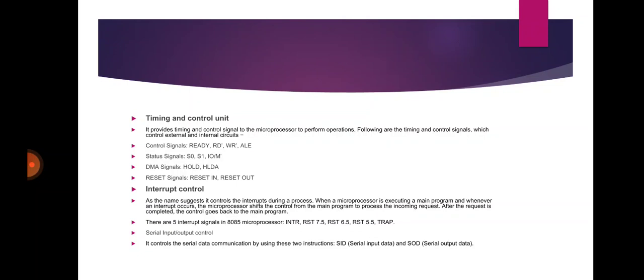Interrupt signal, as the name suggests, controls the interrupts during a process. When a processor is executing a main program and an interrupt occurs, the microprocessor shifts control from the main program to process the incoming request. After the request is completed, the program can resume.